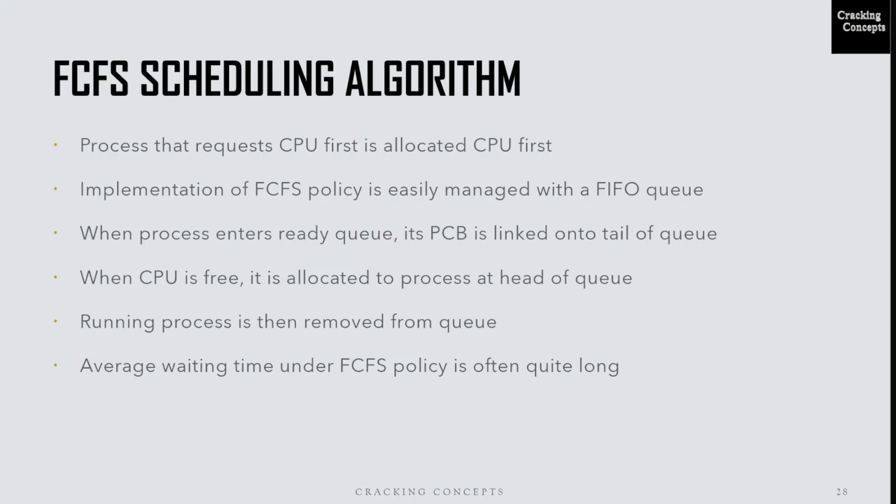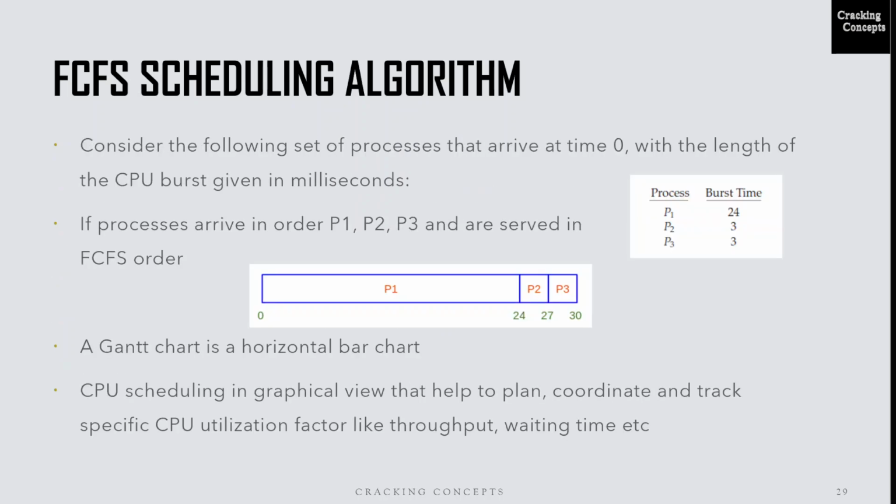The running process is then removed from the queue. The code for FCFS scheduling is simple to write and understand. On the negative side, the average waiting time under the FCFS policy is quite long. Consider the following set of processes that arrive at time 0 with its process length given as 24, 3 and 3, which is for the processes P1, P2 and P3.